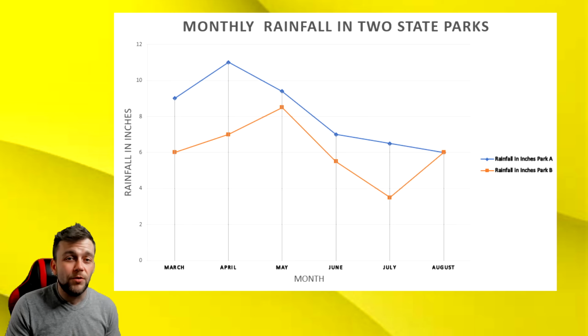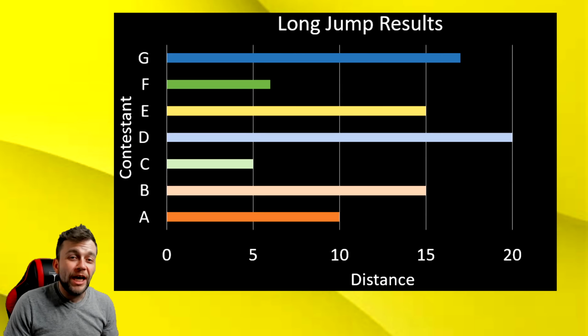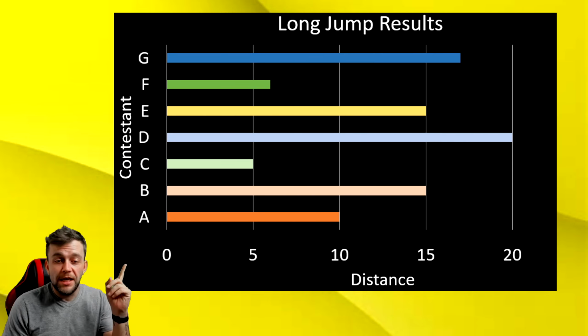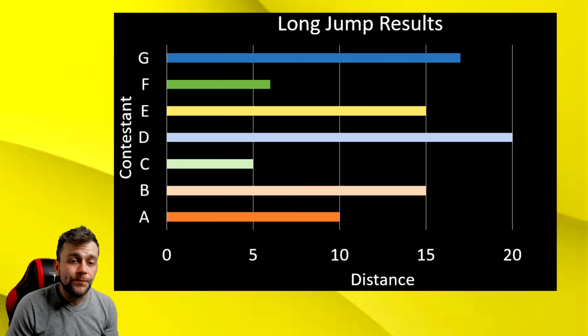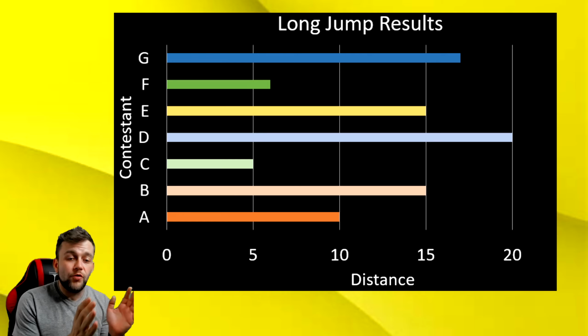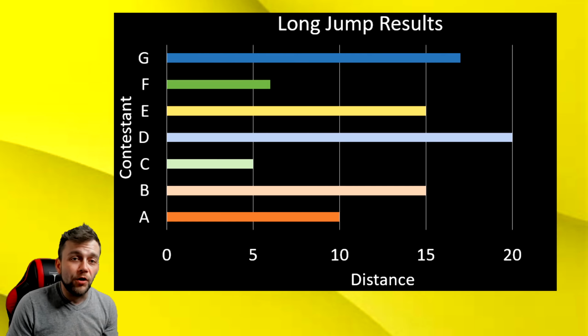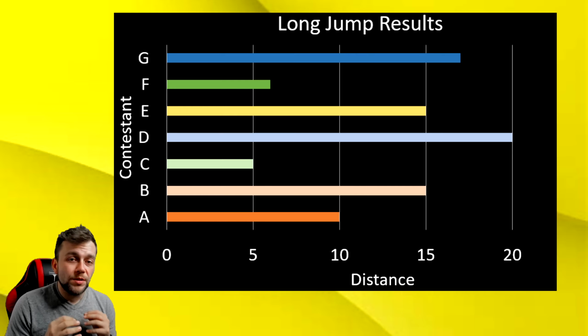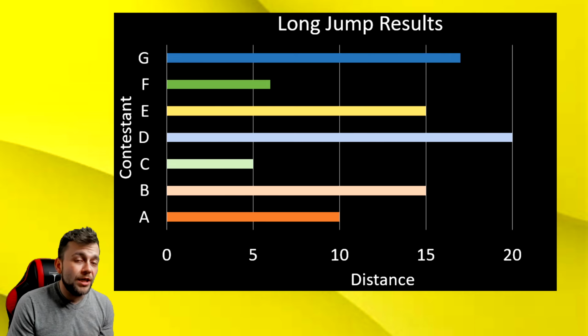So let's move on to our last example of a type of graph that you might see on the GED. Here we have what's called a bar graph. A bar graph is another tool used to compare 2 different types of data. And here, in this example, we are comparing contestants along with the distance that they have in the long jump competition. As you notice, there are different colors representing the different contestants, and they stretch across the graph representing how far they did their long jump.